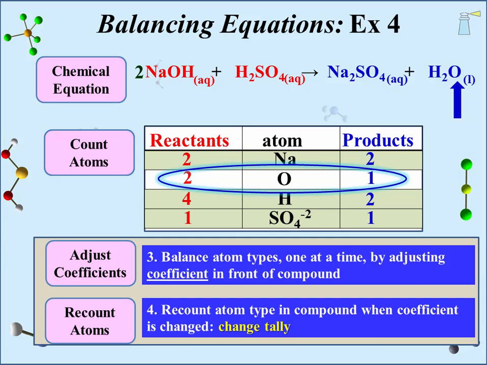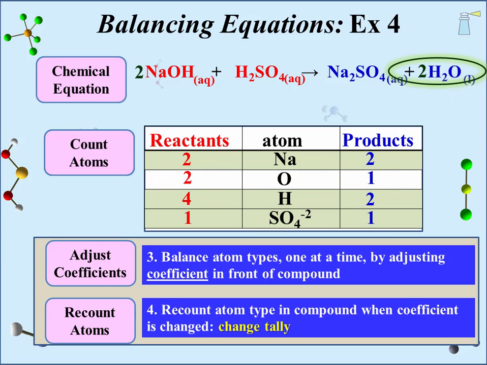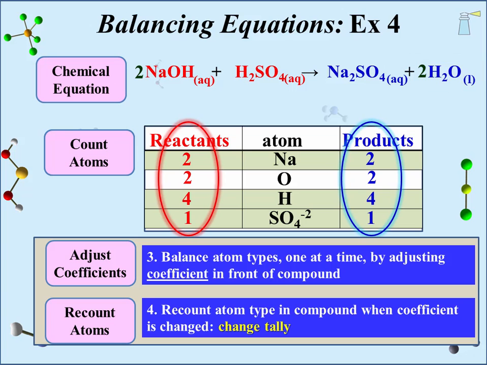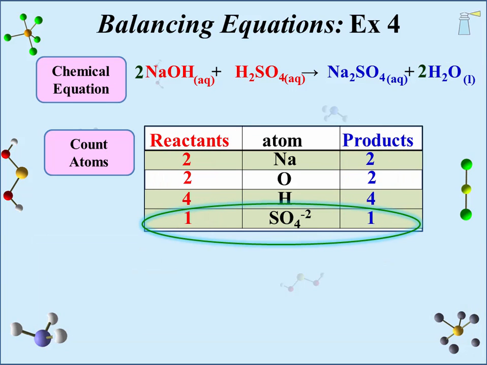That is 2. And if the coefficient is changed, a recount of atoms in that compound is needed. Water has oxygen and hydrogen atoms. The coefficient of 2 in front of the water is there to give the oxygen a count of 2. The total count of product hydrogens is the coefficient 2 times the subscript 2 for a value of 4. Comparing the tallies shows all atoms to have the same count. The equation is balanced. Notice that the count of sulfate ion remained unchanged in the balancing. This supports our decision to group it whole as an atom type.